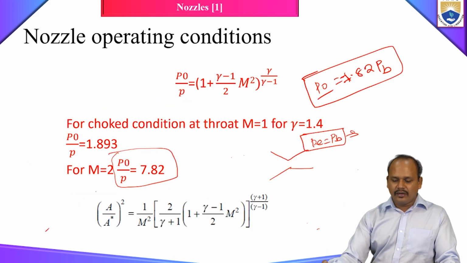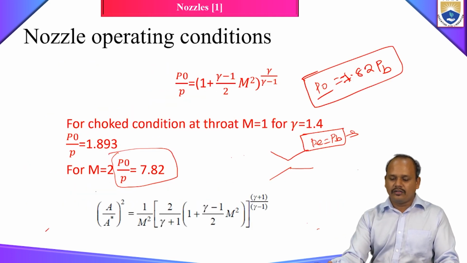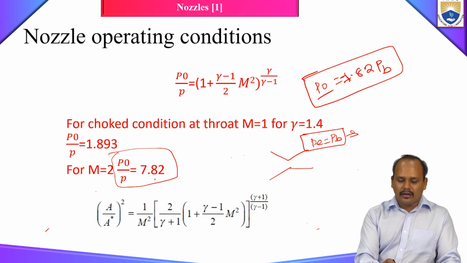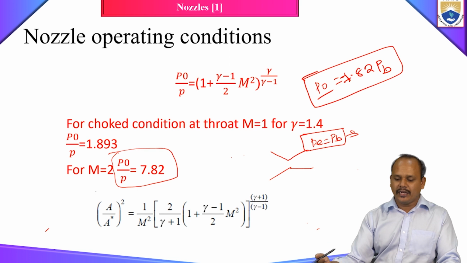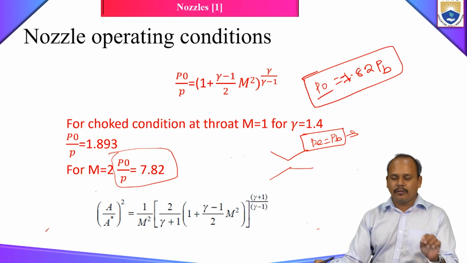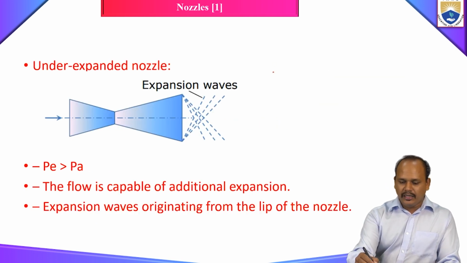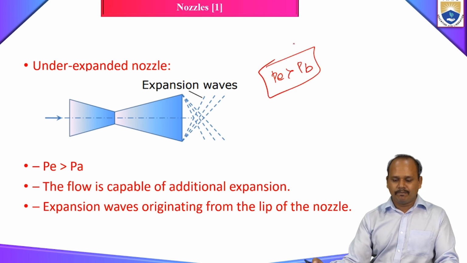Okay, so instead of giving P naught equal to 7.82 times PB, what happens if I give P naught equal to, let's say, 8 times PB, 9 times PB, or 10 times PB? What that means is that your nozzle is only capable of expanding 7.82 times your back pressure. If I give more than that, it is not able to expand. So you will still have some unused pressure energy available at the nozzle exit. So your PE will be greater than PA, or back pressure PB.